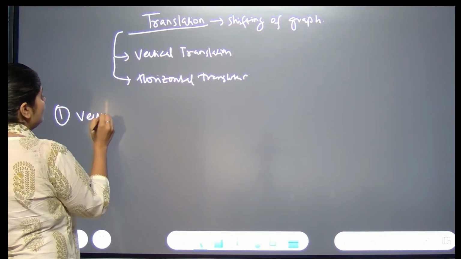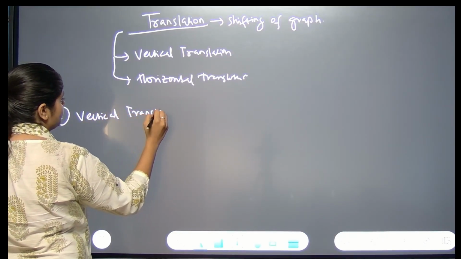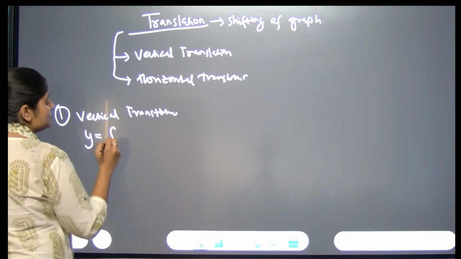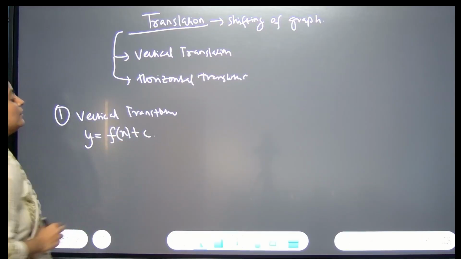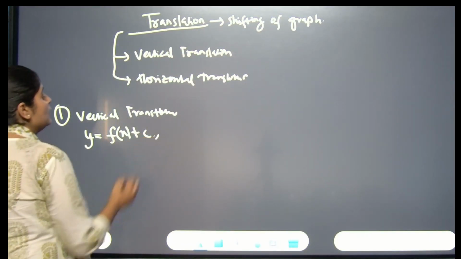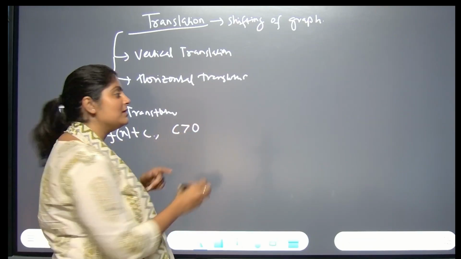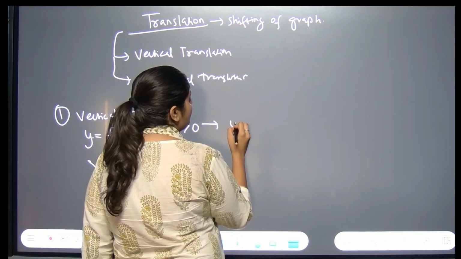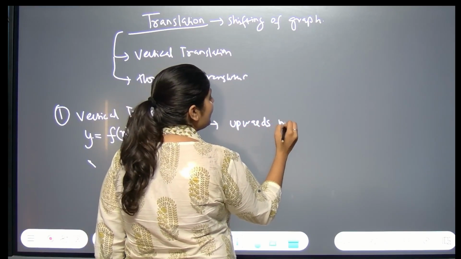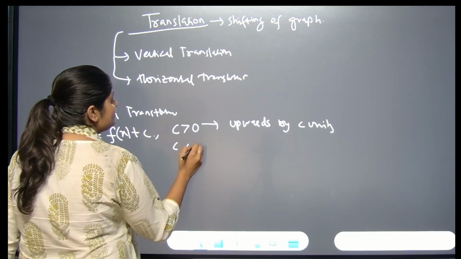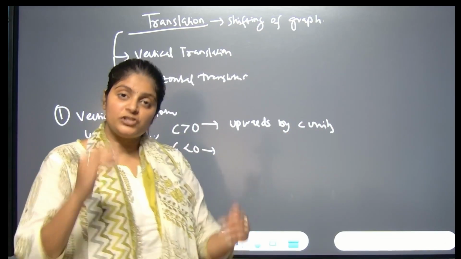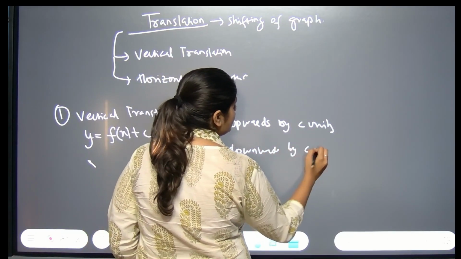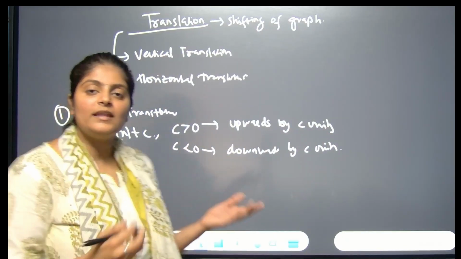So what is vertical translation? The vertical translation expression looks like this: y equals f(x) plus c. When c is a positive number greater than 0, the graph shifts vertically upward by c units. Similarly, if c is less than 0, the graph shifts vertically downward by c units. Right? Let's see this with an example.